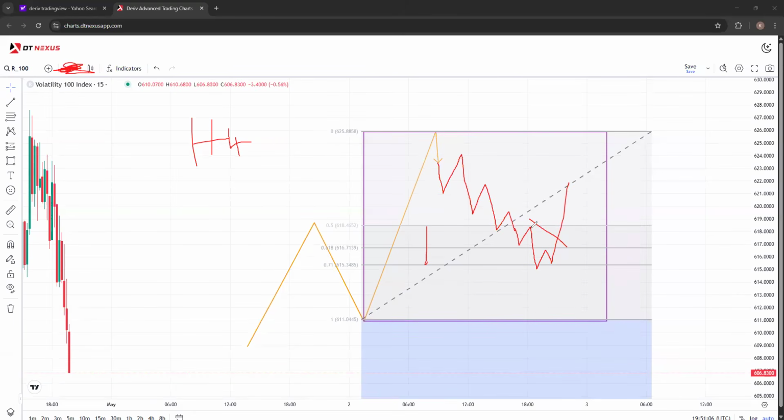That's what matters the most. So often I see people getting it wrong, and what they do is they just want to say, oh, my trade has reached the 0.618. So straight away they start buying.